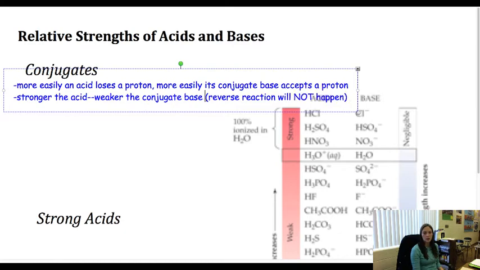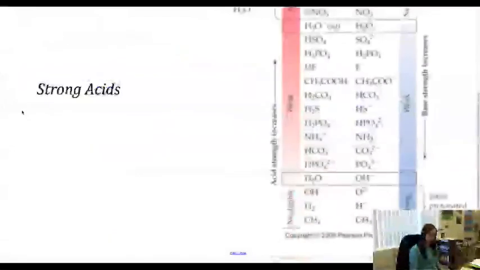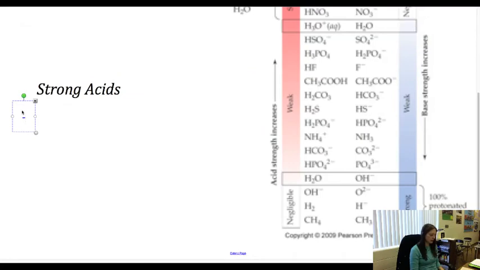When we talk about a strong acid, remember, that means that it's going to really easily fall apart. It's really easily going to ionize. So a strong acid means I'm going to have a really weak conjugate base. That base on the right side is not going to want to recombine to make that acid on the other side. When we talk about a strong acid again, these are ones that completely transfer the proton.